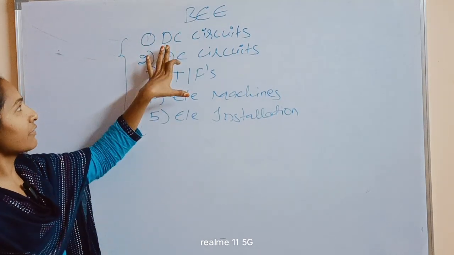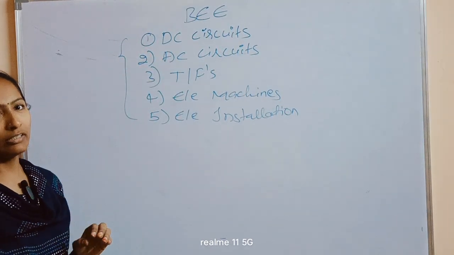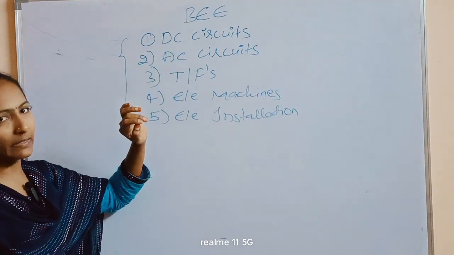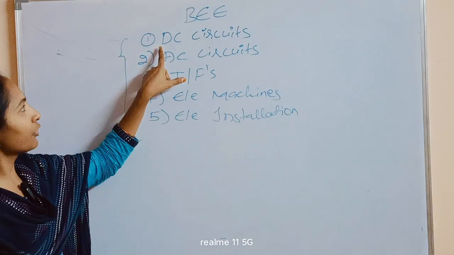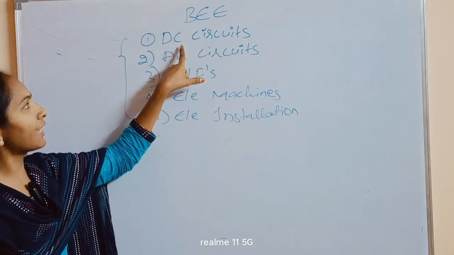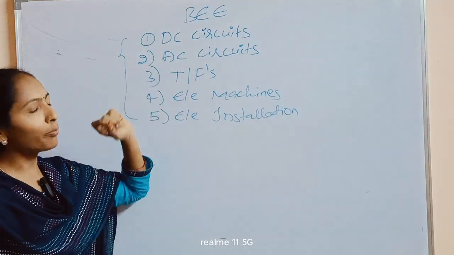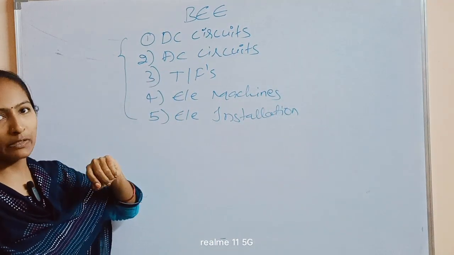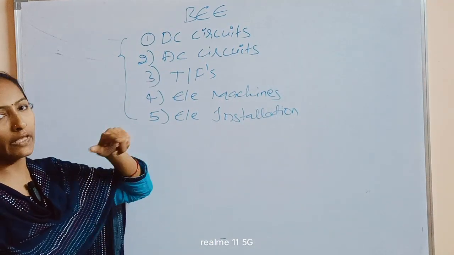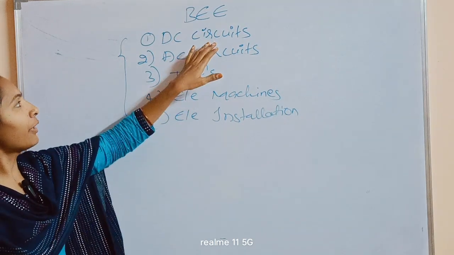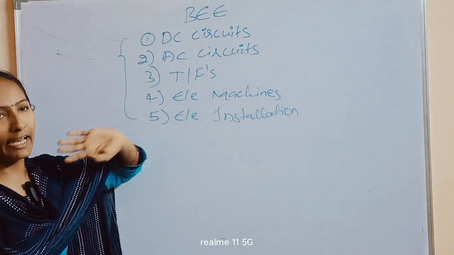In that, first of all, I am focusing on important topics. So the first one, DC circuits. In DC circuits, what do you mean by DC? DC is nothing but direct current. A circuit is a combination of active as well as passive elements. So it is a closed circuit, a closed path having passive as well as active elements.